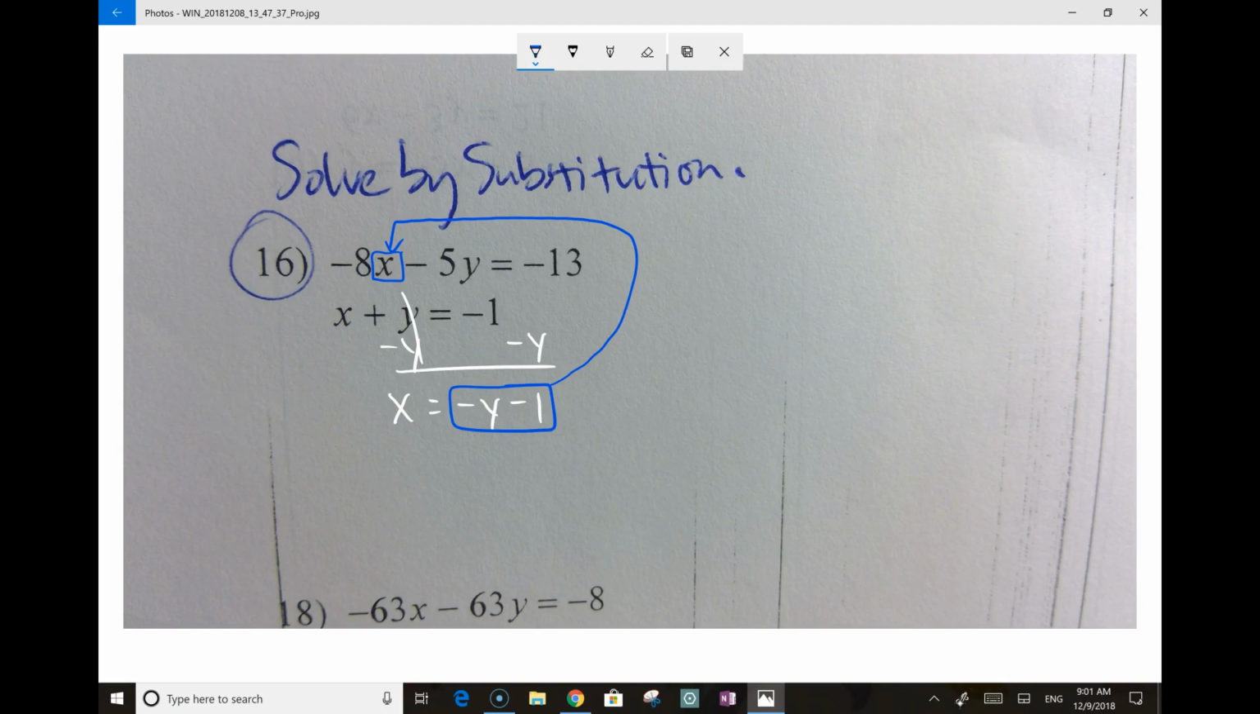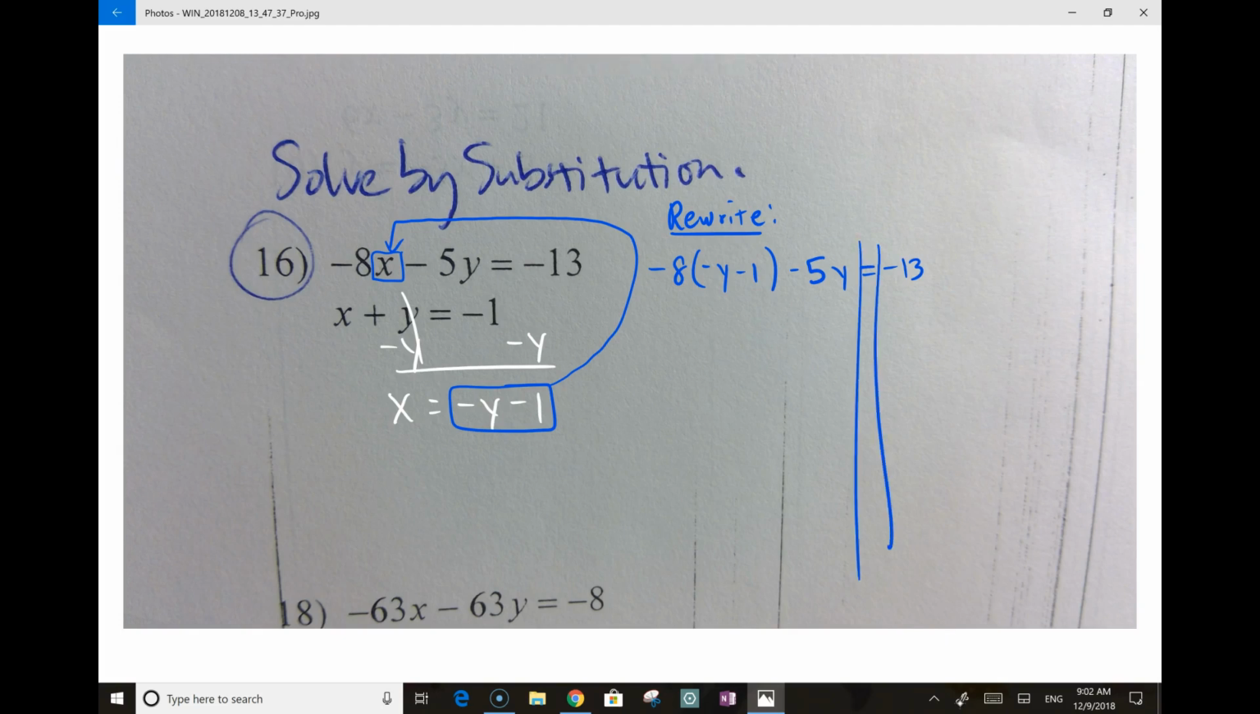And now you have to rewrite it. So this is going to be rewritten as the following. It's going to be negative 8 times what x is identified as, which is negative y minus 1. And then everything else is the same. So minus 5y equals negative 13. Okay, so now I have something that I need to solve.